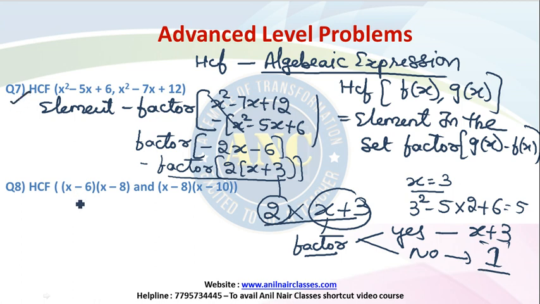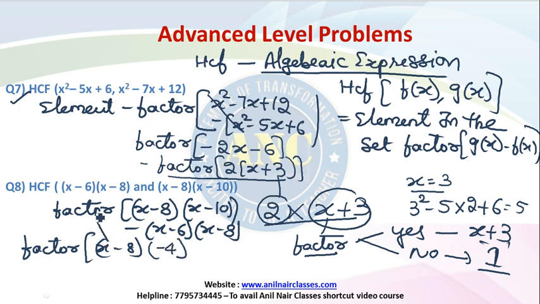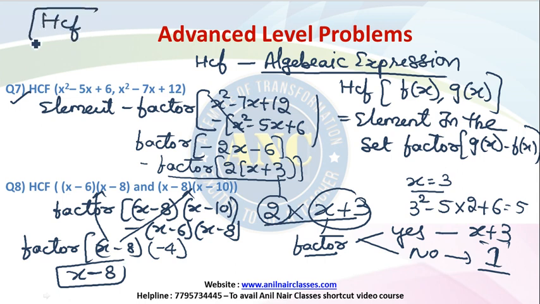Right, question number 7. Similarly, question number 8. Answer is nothing but factor of b minus a. x minus 8, x minus 10 minus of x minus 6, x minus 8. So it is nothing but factor of x minus 8, x minus 10 minus of x minus 6, which is minus 4. So x minus 8 divides this, x minus 8 divides this. Are you all with me? Answer is x minus 8. Entire topic discussion will be on HCF.